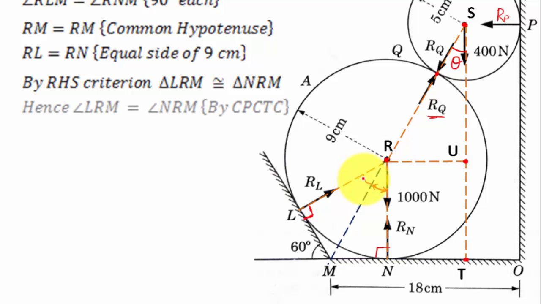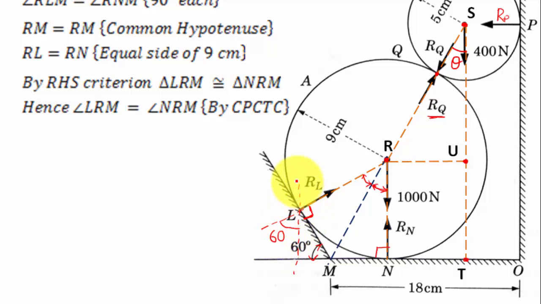So let me write that angle LRM is equal to angle NRM. Now you have to watch this very carefully. I'm drawing a vertical line passing through this point L. Now this angle over here is how much? This is 60 degrees, and hence this angle, let me extend the line RL in the backward direction, is also going to work out as 60 degrees.